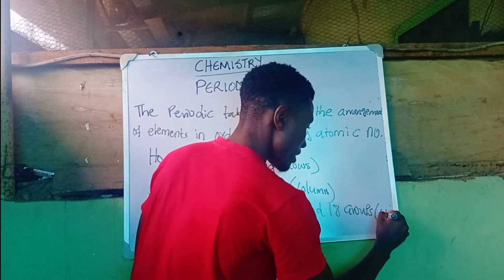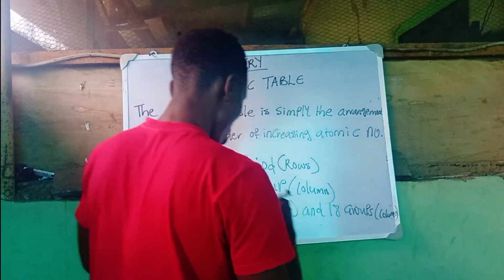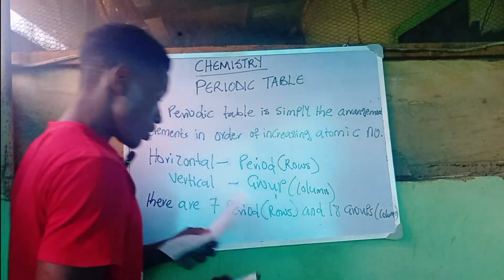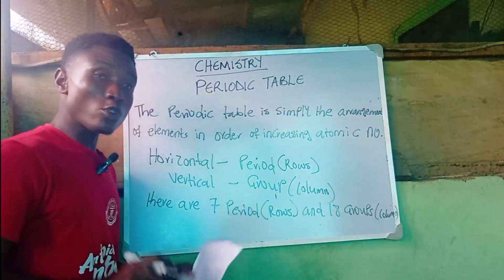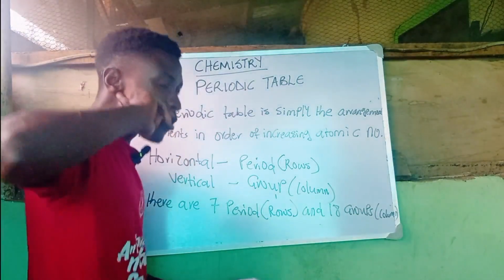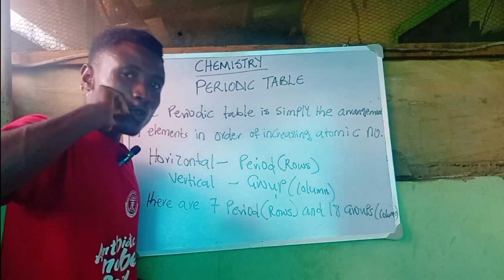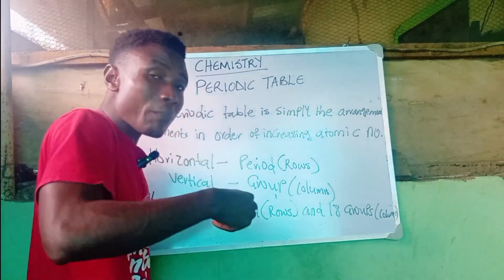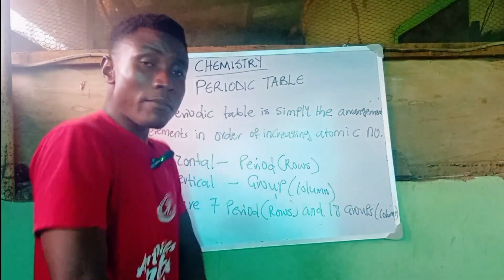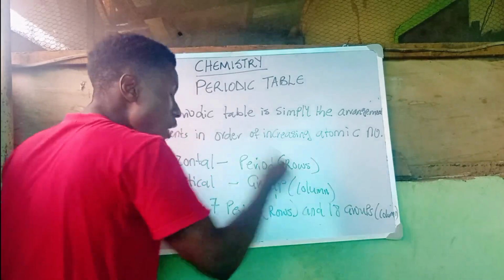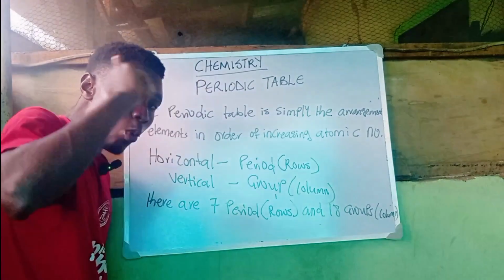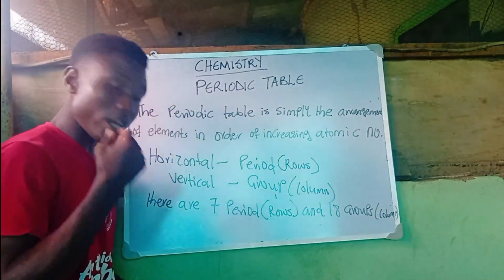Now take note, this is where a lot of people always get confused as far as the periodic table is concerned. Why is this guy saying 18 groups? Are they 18 groups? Take note, because I am going to be revealing something. Like I said, chemistry is not just one way. Chemistry changes. So you are going to know why I am saying 18 groups, and it's something very simple.